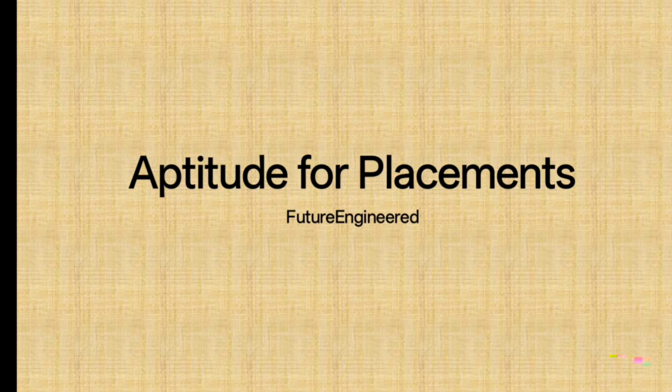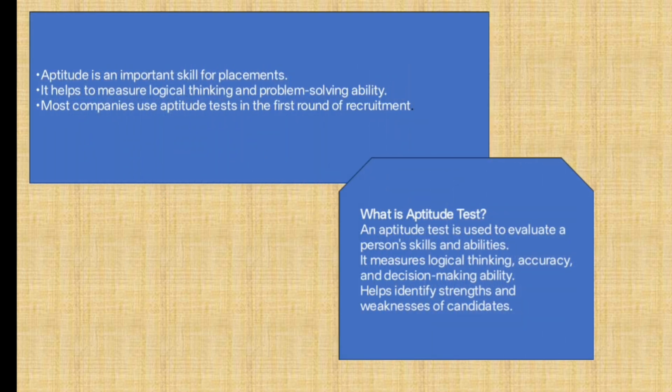So now let's start with the Directions topic. First, we will understand what is meant by directions, what is meant by aptitude, and why aptitude is an important skill. Aptitude is a very important skill because a person has logical thinking and problem-solving ability. It helps in campus placement, and companies need to evaluate many candidates. So they conduct an aptitude test to quickly identify which candidate is better for the placement.